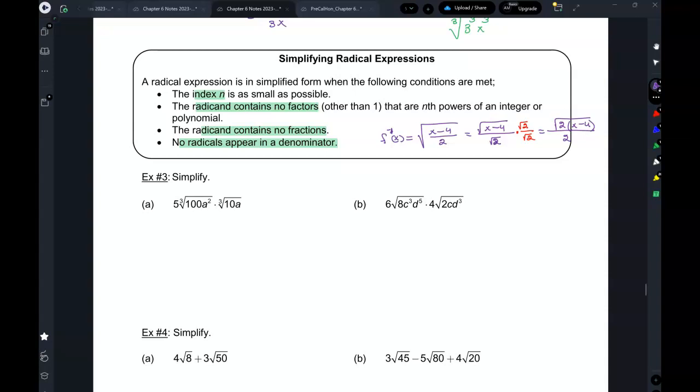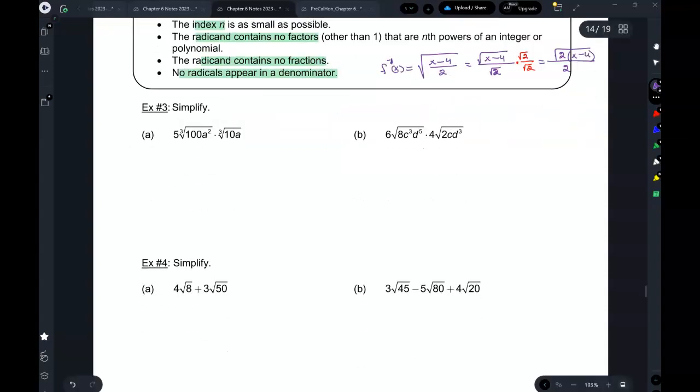Now I know somebody's going to ask me, do I need to multiply it and make it 2x minus 8? I don't care. Okay. Let's move on.